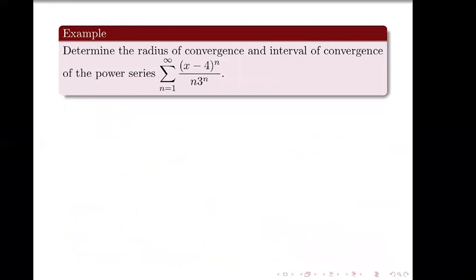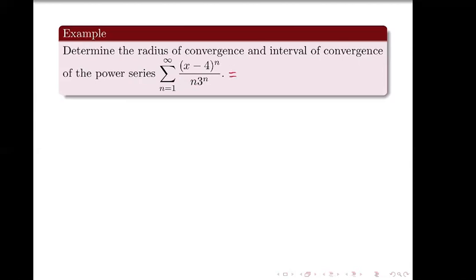Next example here, determine the radius of convergence and the interval of convergence of this power series. Sum of x minus 4 to the n over n times 3 to the n. So here, your n starts from 1 because you have n here. So you cannot have n equals 0.